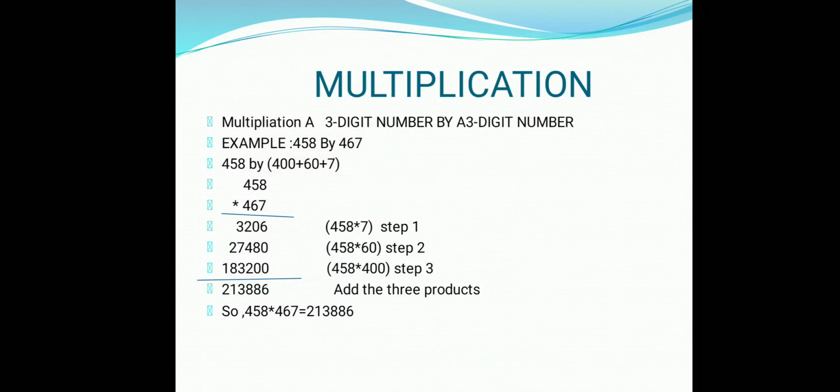4 into 4 is equal to 16. Add 2 which was carried over. The sum becomes 18. 8 will be written in thousands column and 1 will be written in lakhs place. Now add all the three products. The answer comes to 2,13,886.